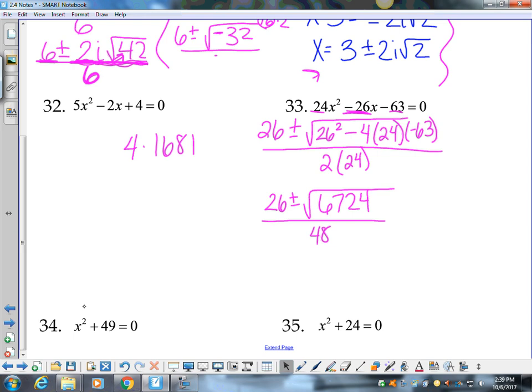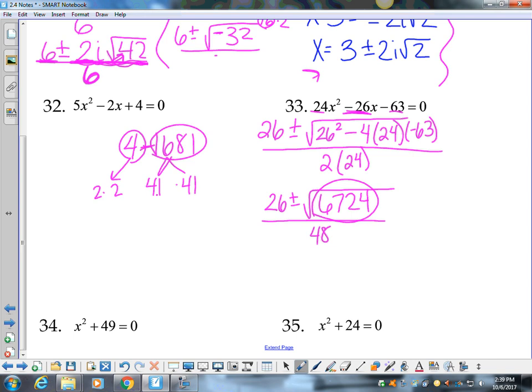Okay, so it turns out that 1681 itself is a perfect square, and it's 41. So this is 41 times 41. So if this is a square, which is 2 times 2, and this is a square, which is 41 times 41, if everything inside this number is a square, then guess what that means about that number? It means that that number is a perfect square.